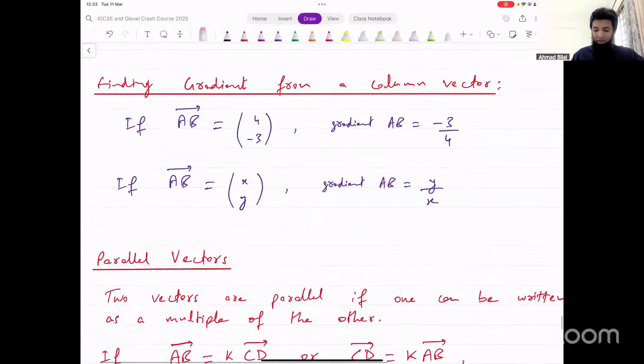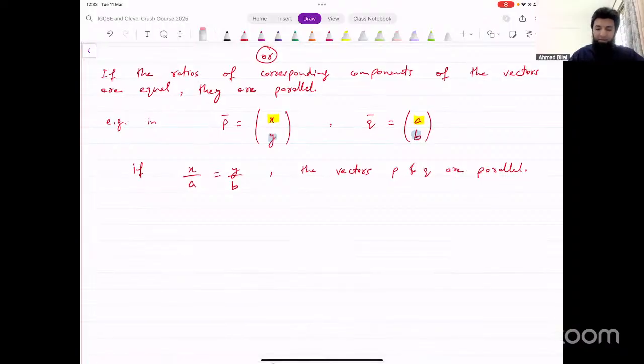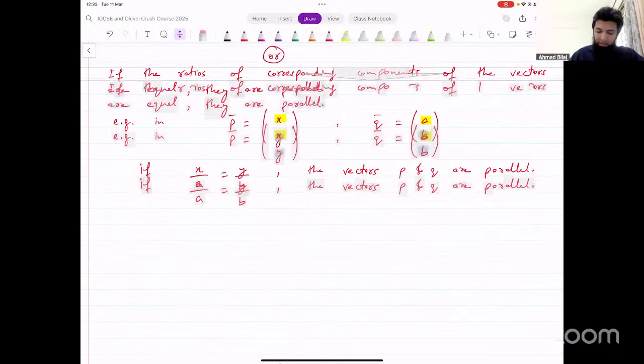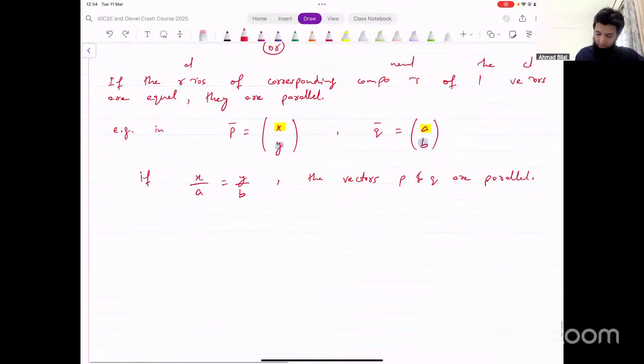Okay. We could use that here as well. If two vectors are parallel, that means their gradients should be the same, right? The gradient should be the same. So you can also think of it this way, that y over x should also equal b over a, right? Because they're the gradients: y over x equals b over a. And you see, that's the same thing.